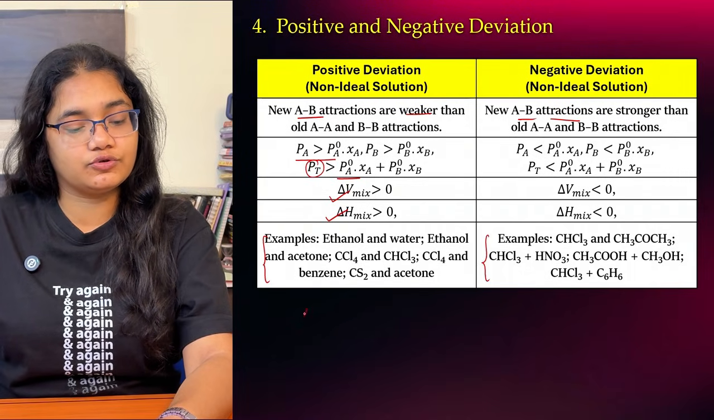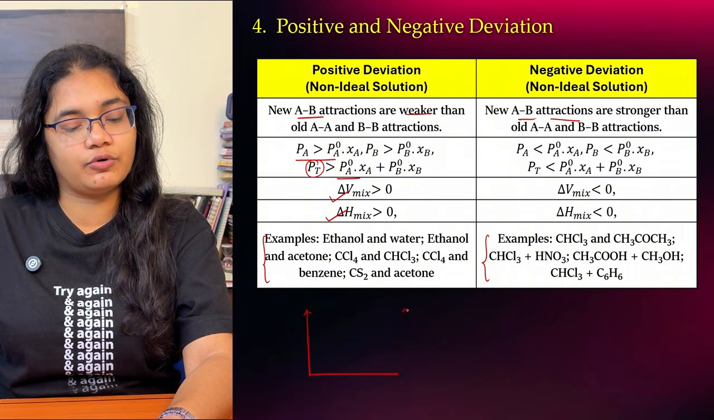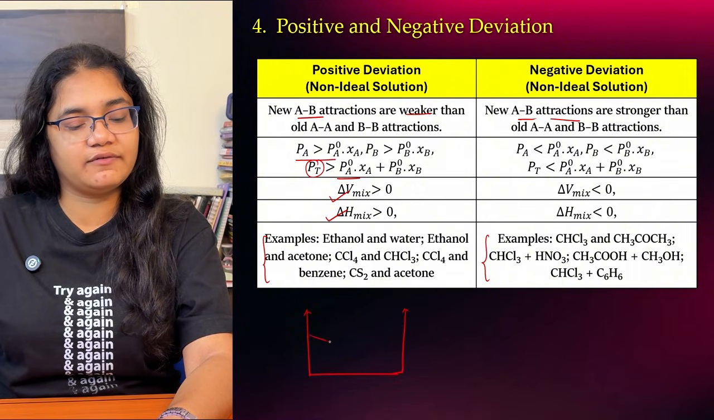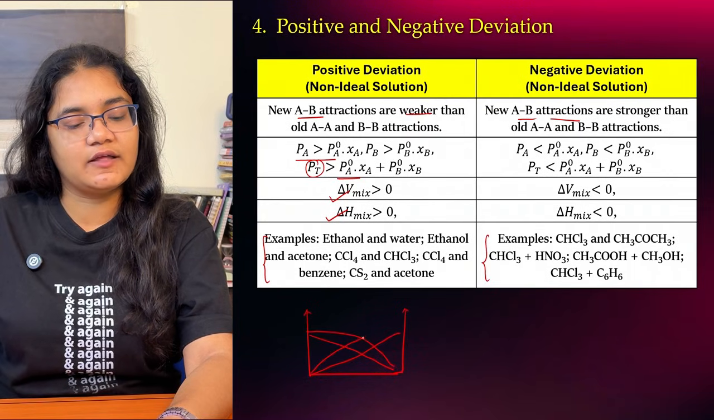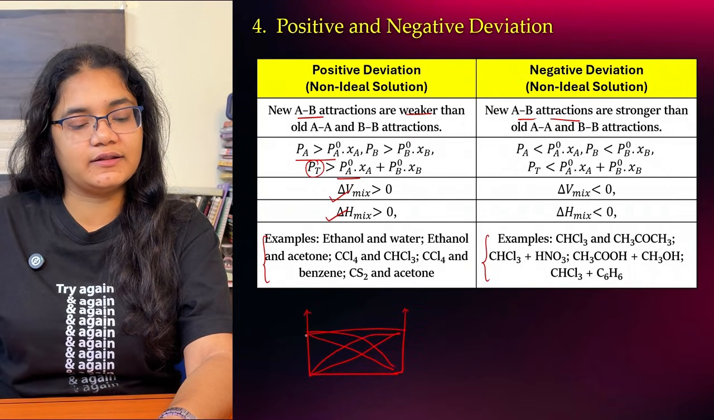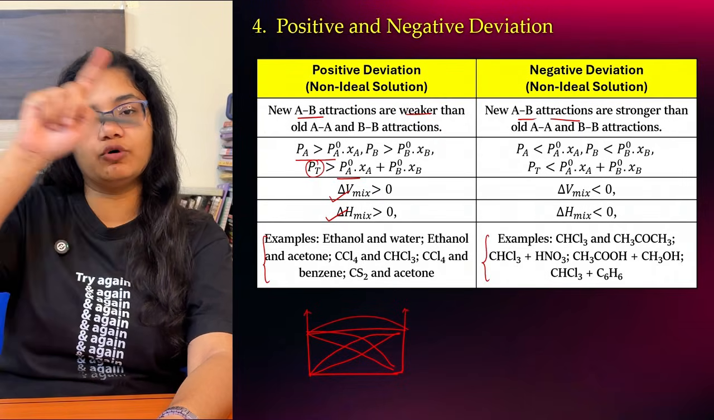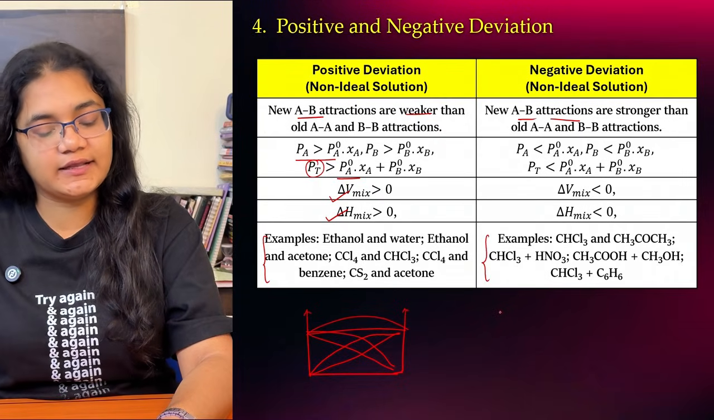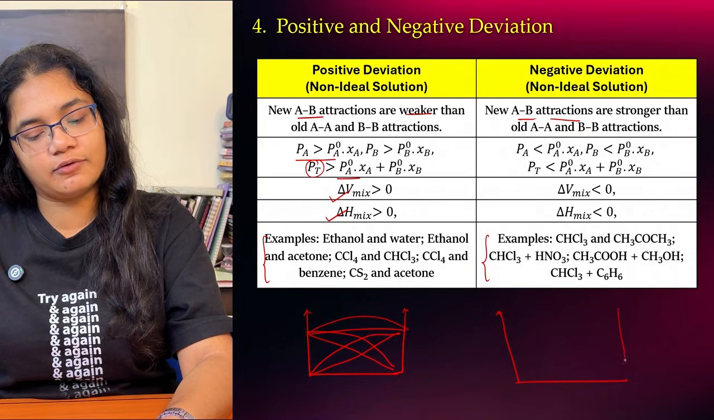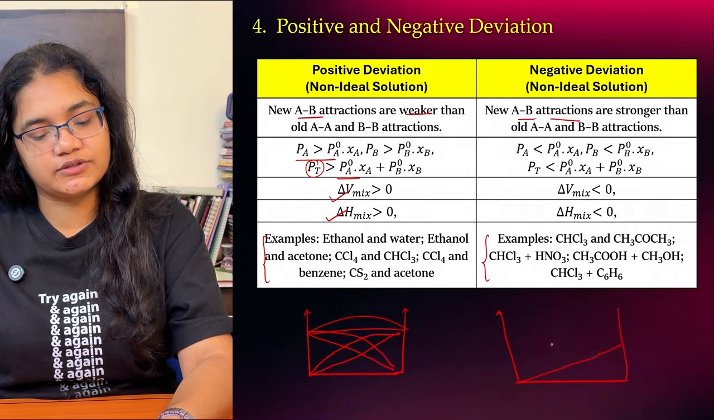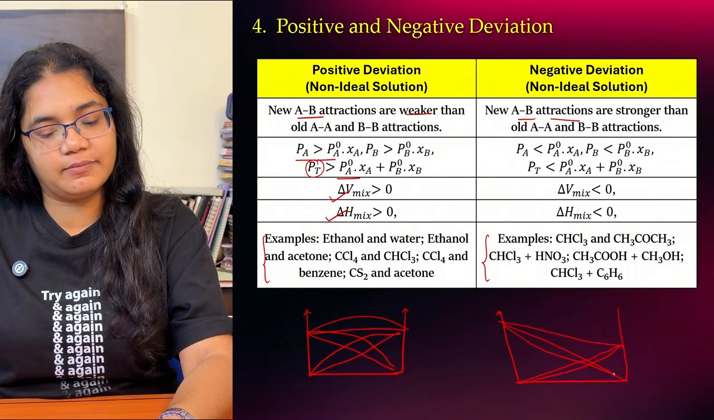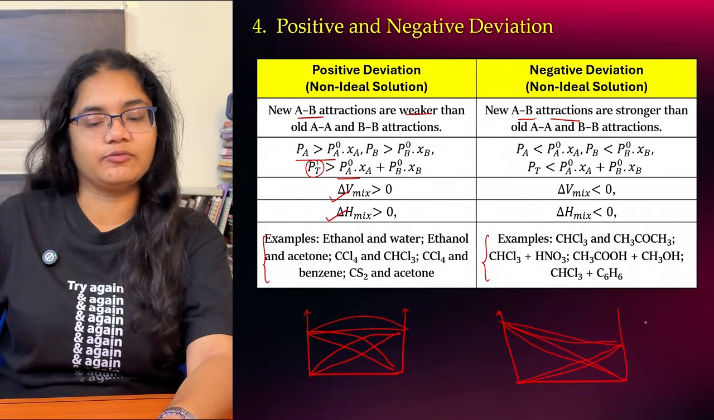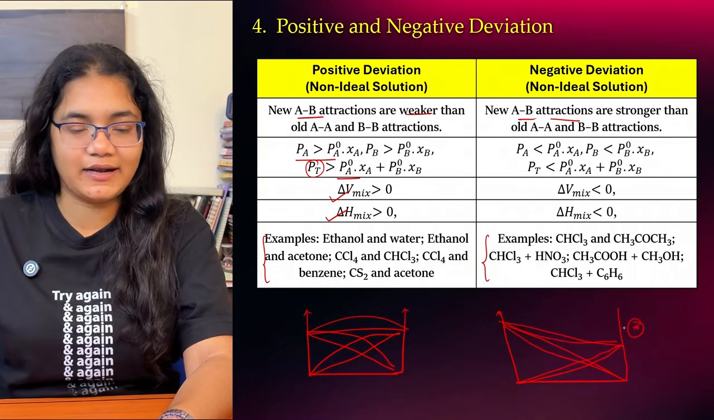Now here you should also know how to draw the graph. For positive deviation, if this is the line for ideal solution, the graph will be above the original line. Similarly, in case of negative deviation, let me draw. If I have a graph like this for ideal solution, then for negative deviation there will be a depression in the curve. So please check these graphs from your textbook.